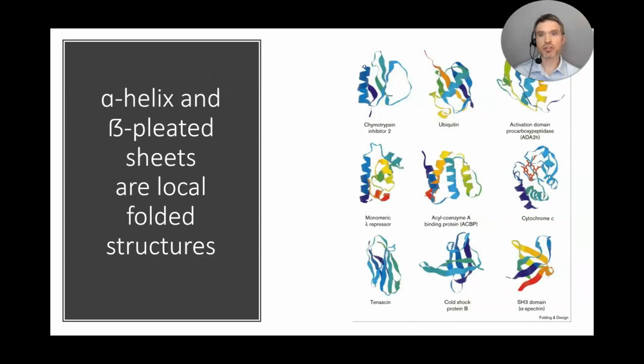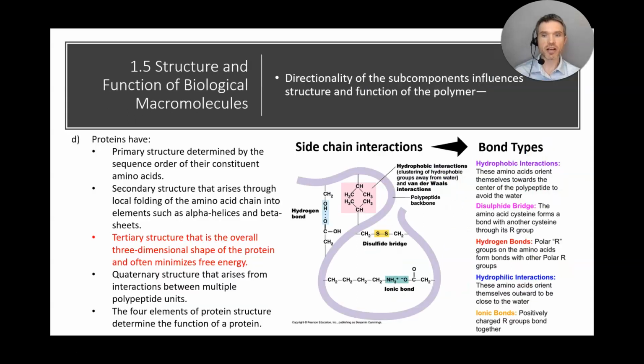Here are some examples of alpha helices and beta pleated sheets, and you can see how they are locally folded structures. So these are just 9 different proteins, and you can see that the alpha helix is represented by that spring-like structure, where the beta pleated sheet is represented by the arrows. The next fold is the tertiary structure. This comprises the overall 3-dimensional shape of the protein, and often it minimizes the free energy. This is where the protein becomes a truly 3-dimensional structure.